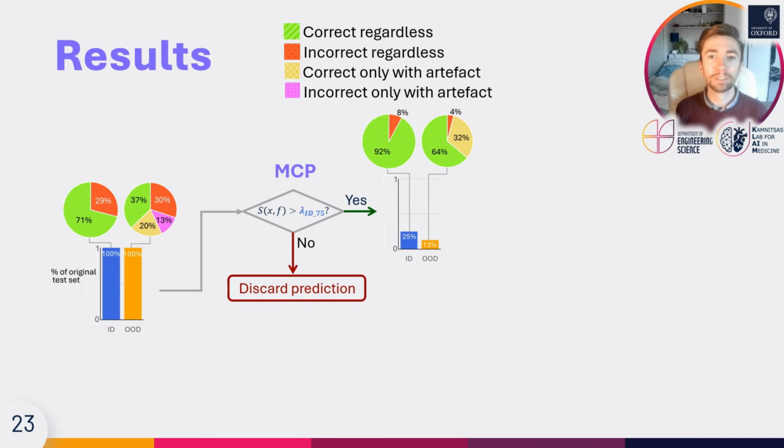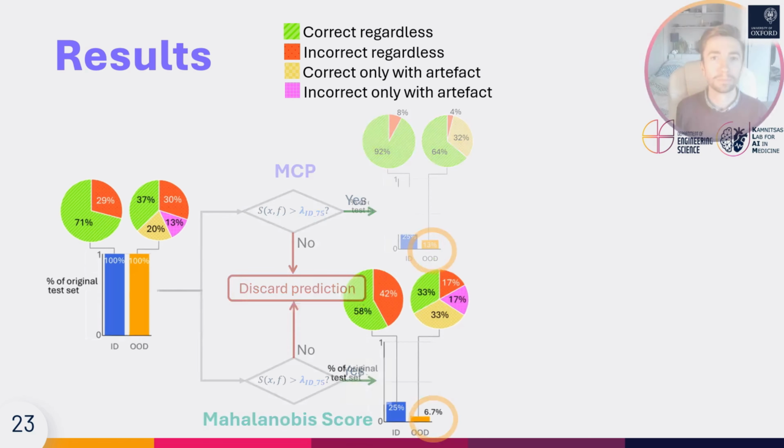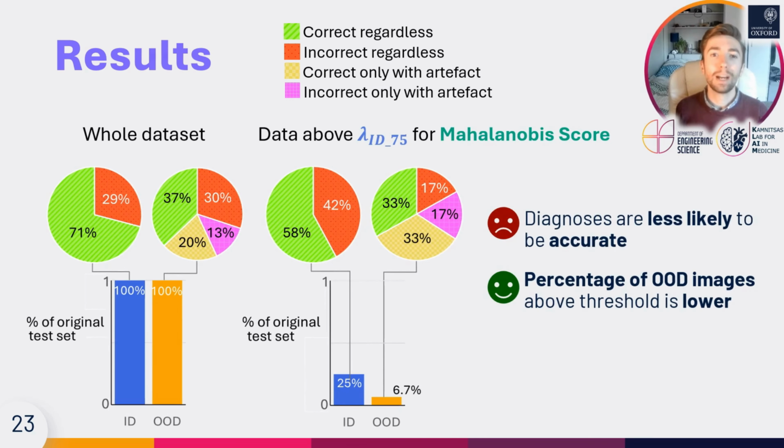Now let's study what happens when we apply the threshold for our feature-based method, Mahalanobis score. Straight away, we see the percentage of OOD images above the threshold is much lower than it was for MCP. However, if we zoom in closely, we see what's not good is the diagnoses above the threshold are now less likely to be accurate. In fact, the correct regardless category has dropped for both OOD and, counterintuitively, the ID data too.